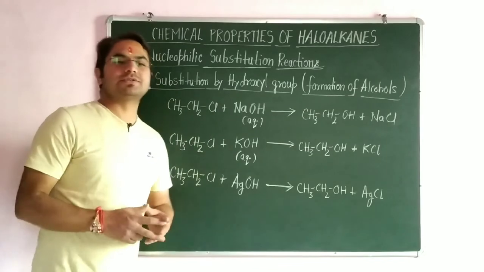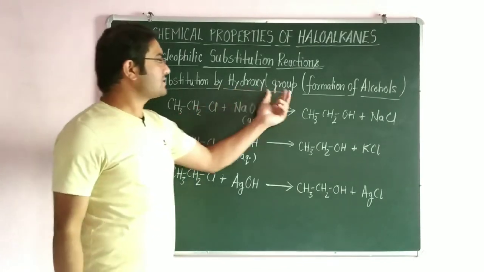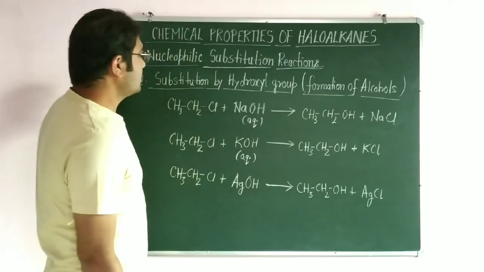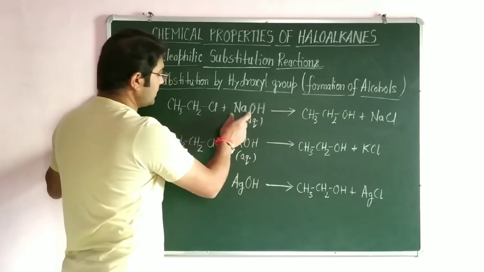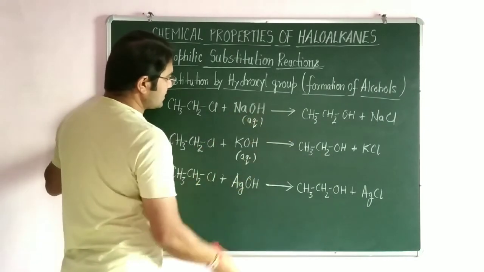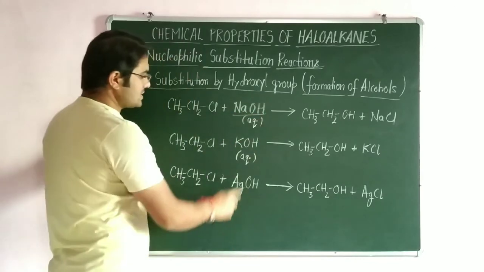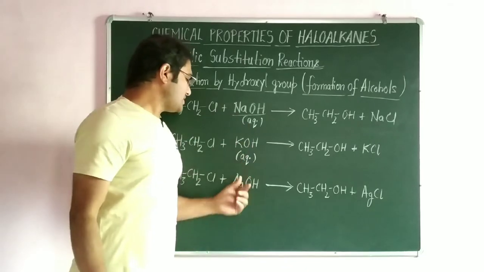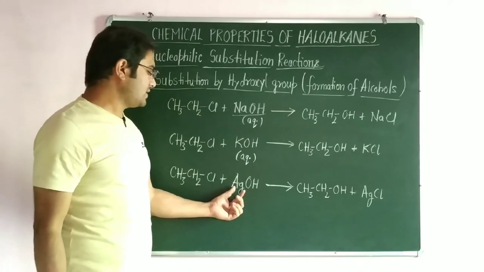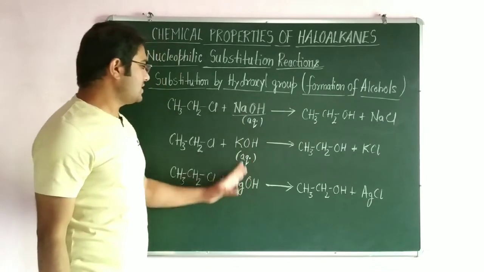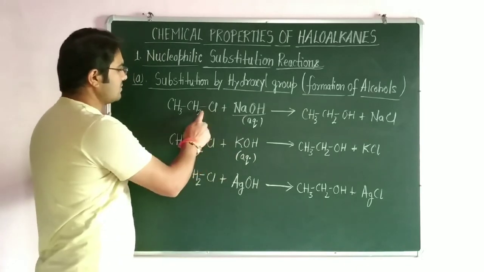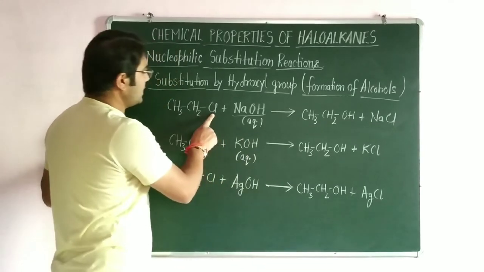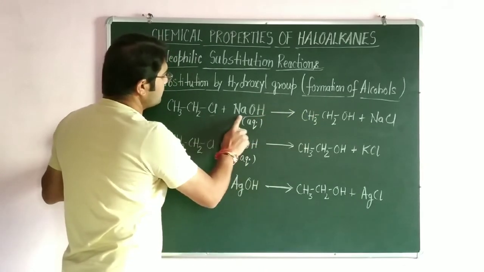Now the first type of substitution is substitution by hydroxyl group, formation of alcohols. Alcohol is formed by haloalkane using different reagents like NaOH, KOH, in aqueous medium. AQ stands for aqueous medium. NaOH, KOH and moist silver hydroxide, that is AgOH. All these three reagents give alcohol only. Instead of chloro we can use bromo derivative as well. So haloalkane gives alcohol with the use of these reagents.